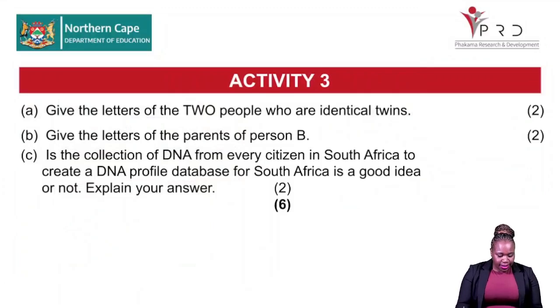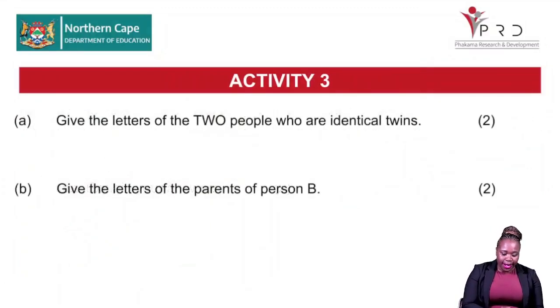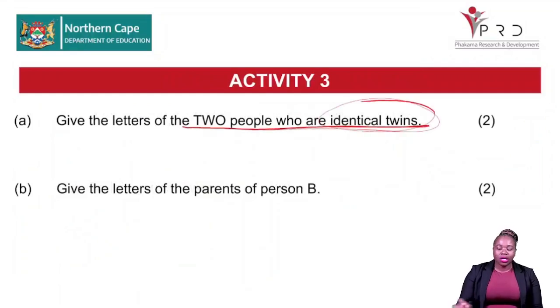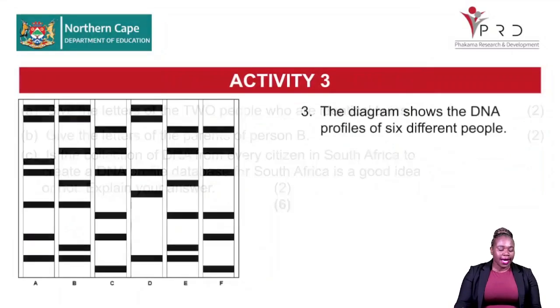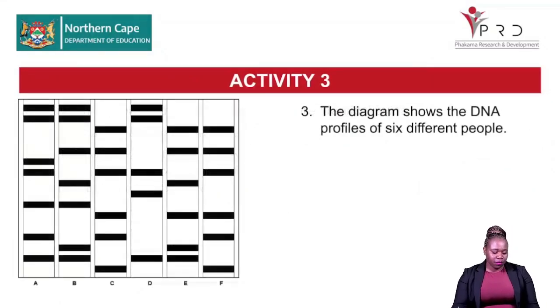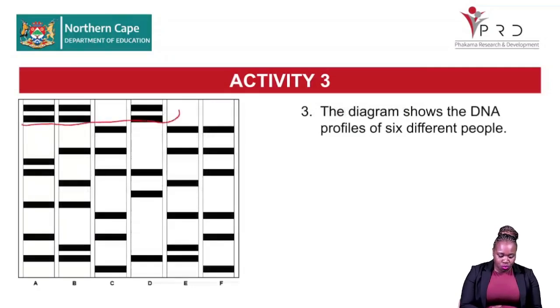All right, now the first question A, it says give the letters of the 2 people who are identical twins. How do you know that 2 people are identical twins? Their DNA profiles are going to be the same. Only identical twins are going to have DNA profiles that are exactly the same. Now, already we can see that these 3 are exactly the same, and these ones are also exactly the same there.